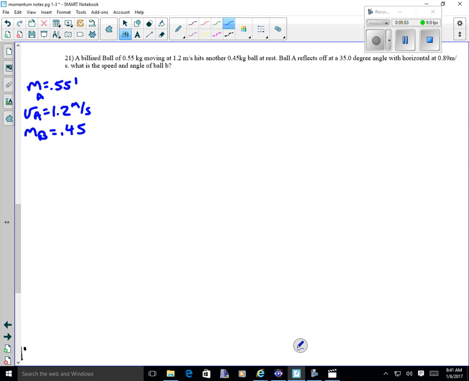Ball B is at rest, so it's at 0 meters per second. And then ball A reflects off at a 35-degree angle, so you've got to go all the way back to this angle stuff. Let me just draw what this is going to look like. I'm going to have a 0.55 kilogram ball moving along here at 1.2 meters per second, and it hits ball B. That's 0.45. It's an oblong ball, so it has a little hard time going. And then ball A is going to reflect off at 35 degrees, so it's going to come up like this.